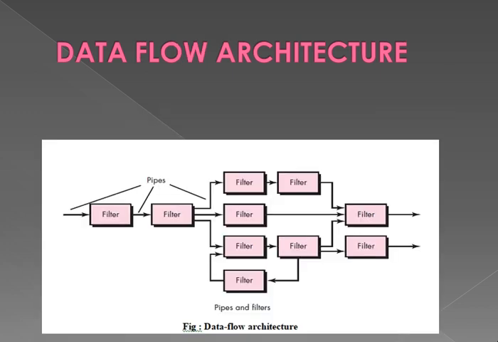Next, coming to the data flow architecture. This data flow architecture concentrates on the movement of the data along the different types of modules and components. Here in this diagram we are able to see filters and pipes. So let us consider one example. Suppose a patient came to the hospital for an appointment.